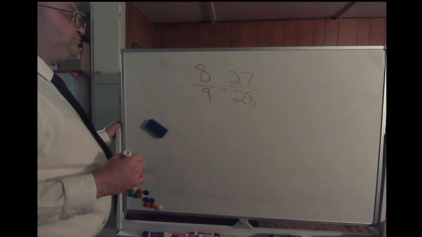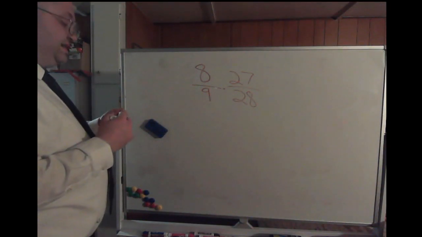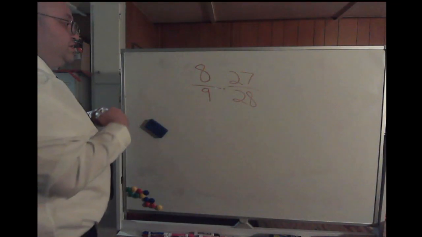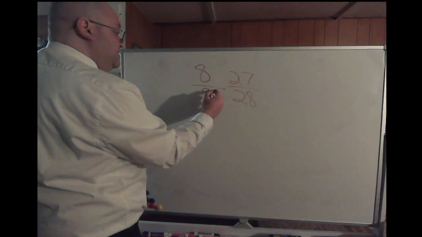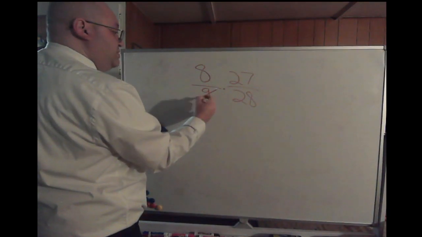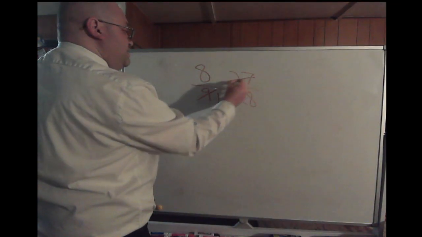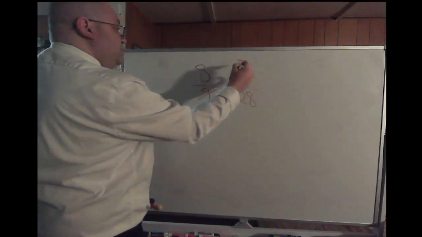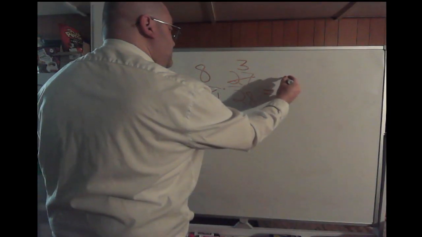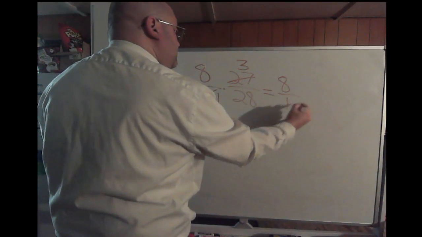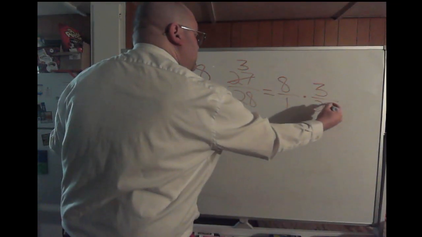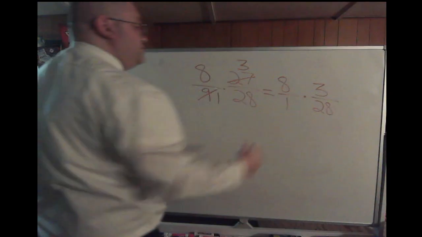Well, we can see that it definitely looks like someone's going to cancel out here. We know the 9 and 27, because 27 divided by 9 is 3, 9 divided by 9 is 1. So the 9 and the 27 will reduce. Now, what we have here is 8 over 1 times 3 over 28. Alright, 3 and 1 are as reduced as they're going to be.